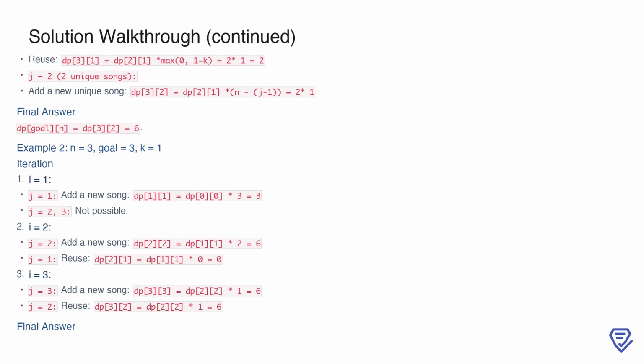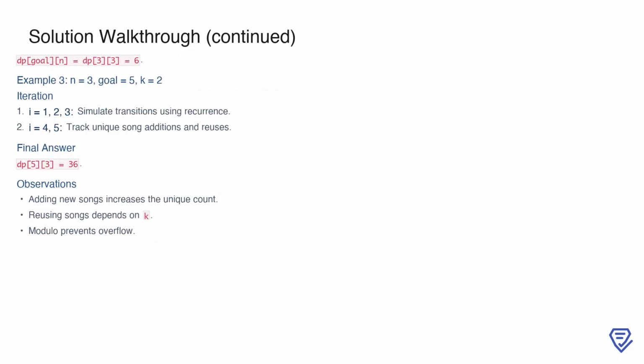1. With this configuration, we begin by initializing the table. At i equals 1, adding a new song gives dp[1][1] as 3. For i equals 2, adding a new song results in dp[2][2] equaling 6, while reusing a song gives dp[2][1] as 0, since reusing is restricted. At i equals 3, adding a new song gives dp[3][3] a value of 6, while reusing songs for j equals 2 results in dp[3][2] equaling 6 as well. The final answer for this second example is dp[goal][n], or dp[3][3], which equals 6.